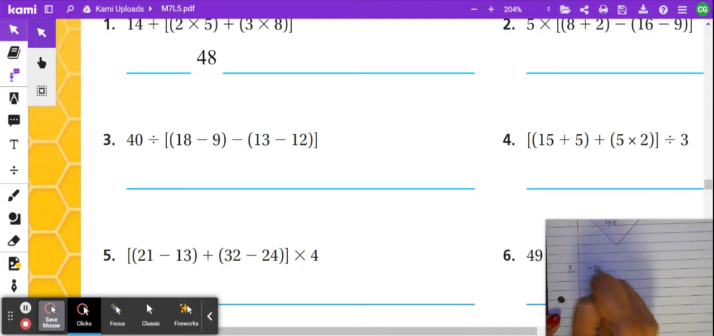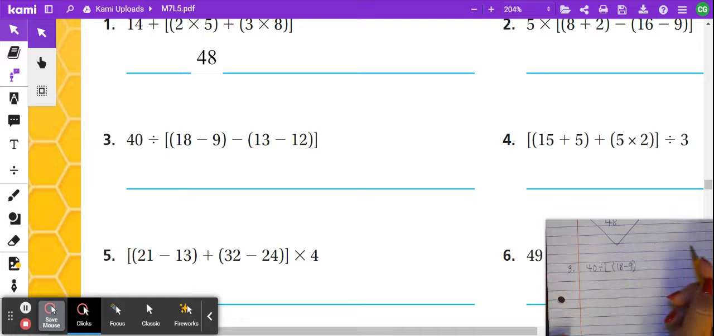40 divided by bracket, parentheses, 18 minus 9. You can say parentheses again, or you can say close parentheses, minus, you can say open parentheses or just parentheses again, 13 minus 12. You can say parentheses again or close parentheses, bracket.